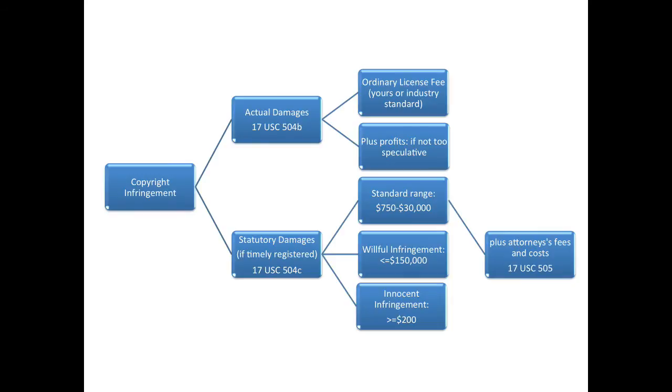And so when you're entitled to actual damages, you get what's called an ordinary license fee. If you have a history of licensing, then you likely would get your ordinary license fee for the infringement. You're also entitled to profits if the profits are not too speculative.